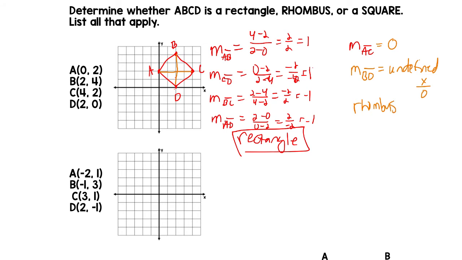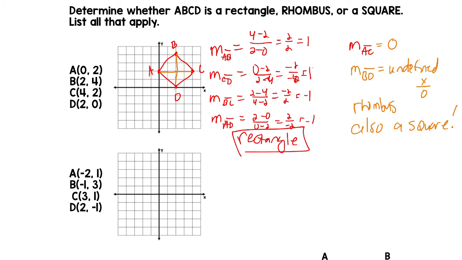because the slopes of the diagonals make a right angle, because they are perpendicular to each other. And finally, we know it's also a square. And we can tell that because the lengths of all the sides are the same.